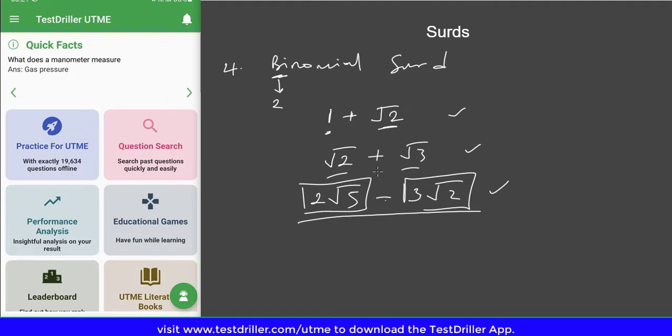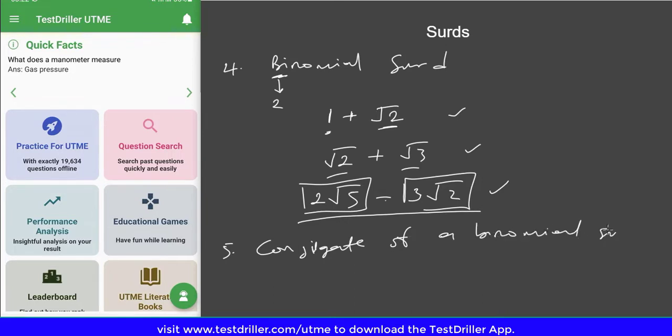Now, a binomial surd has something known as a conjugate binomial surd. There's something known as the conjugate. You can always get the conjugate of a binomial surd.